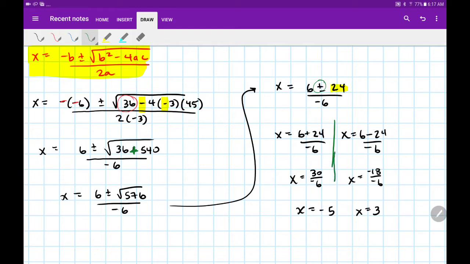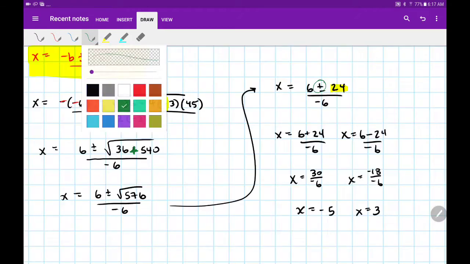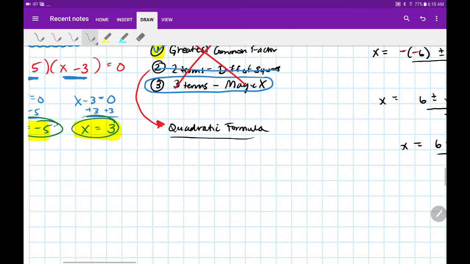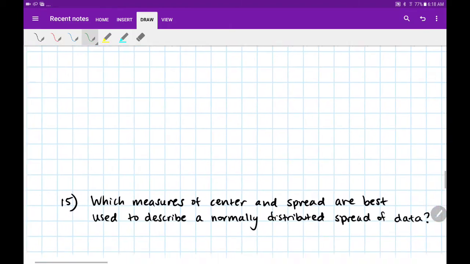And going down the line, you'll see that we did indeed end up with 2 answers that matched what we had earlier. Negative 5, positive 3. All right, let's go to number 15.